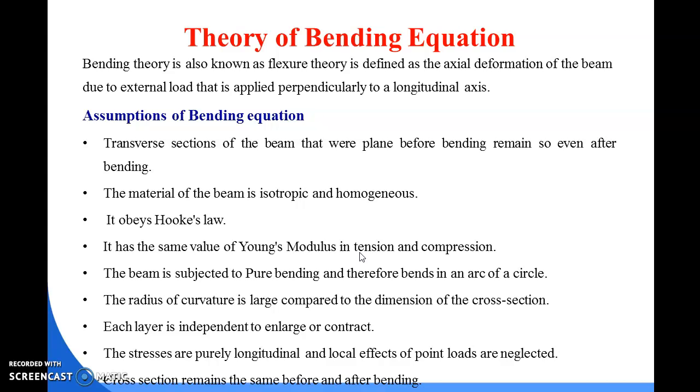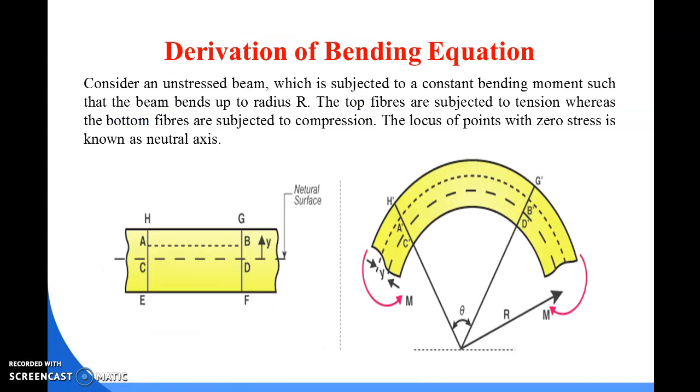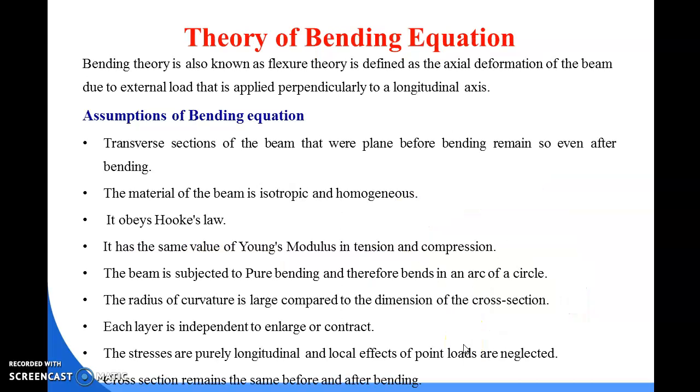The next point is that the radius of curvature is large as compared to the dimension of the cross section. That means the radius of curvature, in this figure you can see, from this point to this point, should be larger than the dimension of the cross section of the beam.